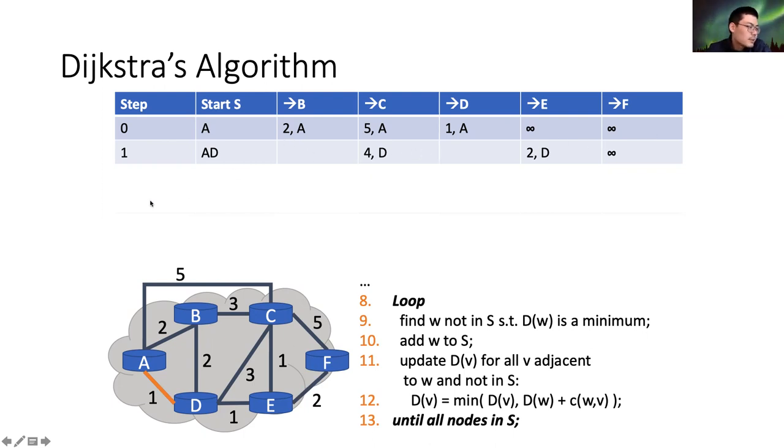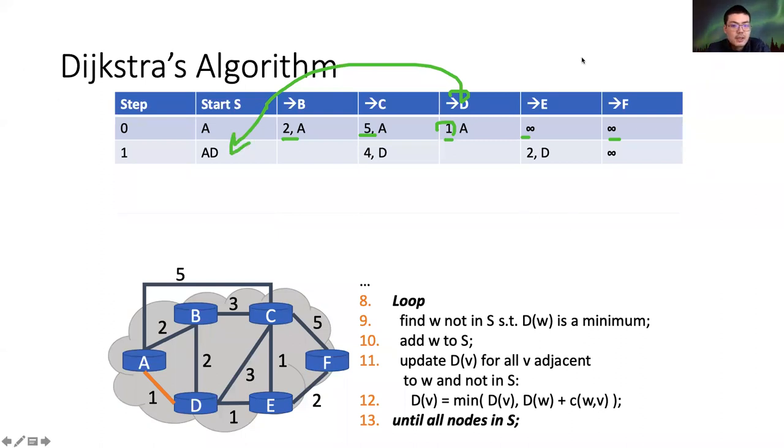So in iteration one, what we are doing is we find the current smallest one: 2, 5, 1, infinity, infinity. Of course, we'll choose 1, this D. This is the smallest among these five values. So D will be picked and moved to here. So this is the first step.